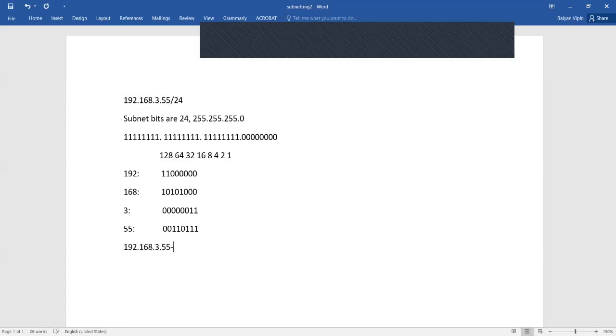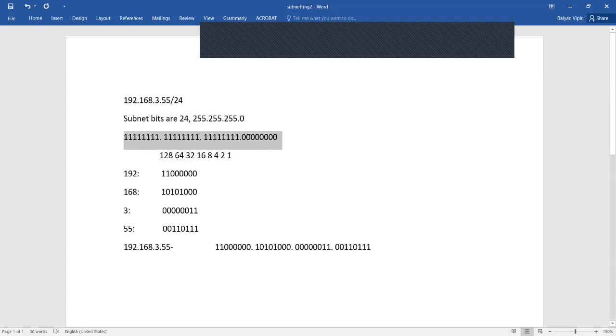Now if we need to write this number in the form of 4 octets, it will be like this: 192 dot 168 dot 3 dot 55. This will be the same number in the form of 8-bit binary numbers.